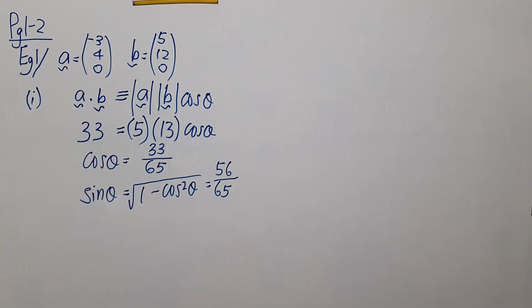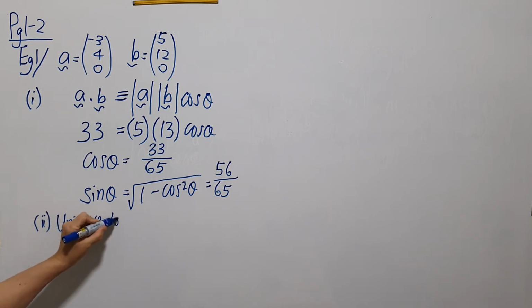So that resolves part 1, finding the sine of the angle between the vectors A and B. Part 2 wants you to find a unit vector that is perpendicular to A and B. I want you to recall, what is the meaning of a unit vector? A unit vector is actually a vector whose magnitude is 1. As long as your magnitude is 1, you qualify as a unit vector. Now in part 2, we are required to find a vector which is unit, and at the same time is perpendicular to A and B.